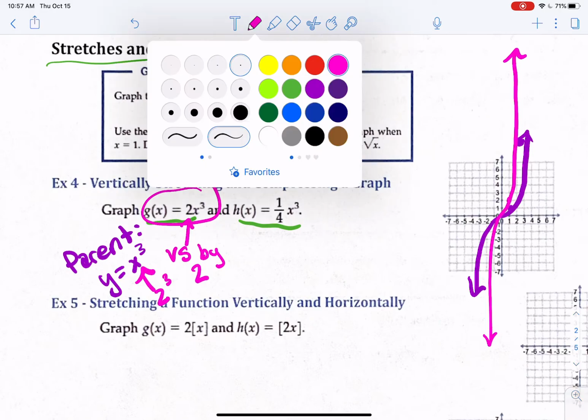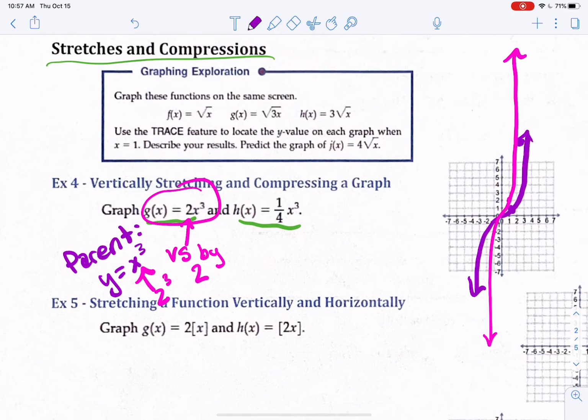Okay, it might be helpful if I write those purple points in there. So this purple point is the point 1, 1, because 1 cubed is 1. This purple point here is the point 2, 8, because 2 cubed is 8. That's if I was doing that to the original x cubed function, okay? And then the pink is going to be just changed from that, all right?